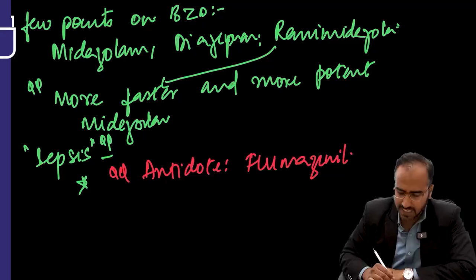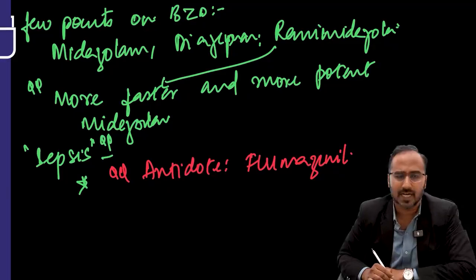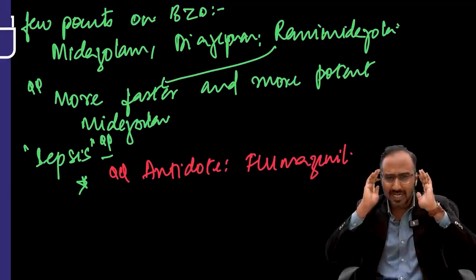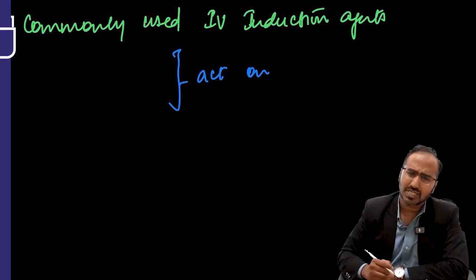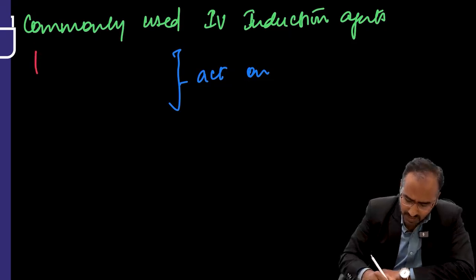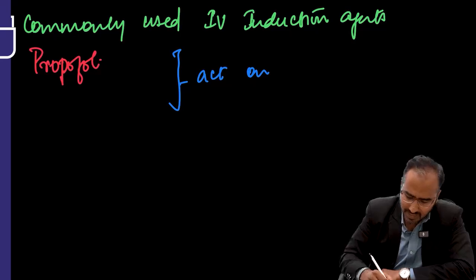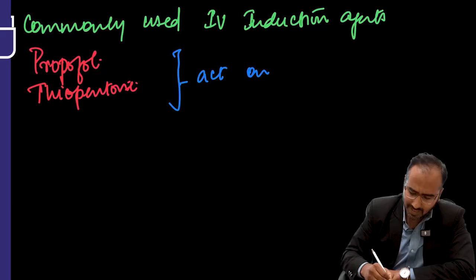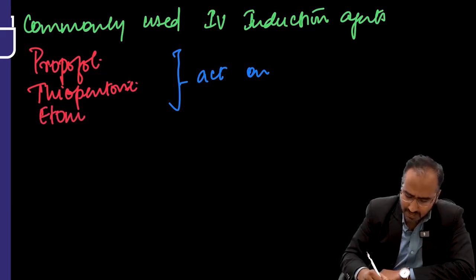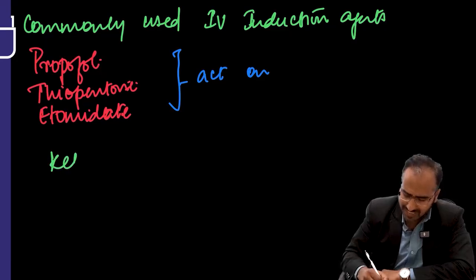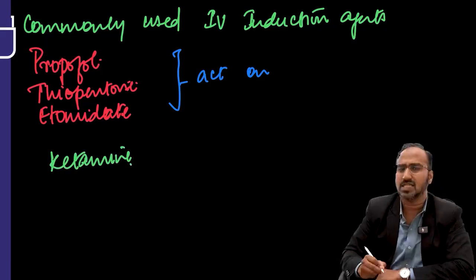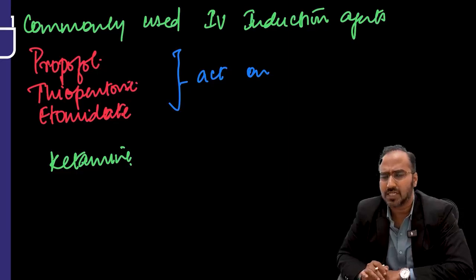So anyways, guys, we are still dealing with the IV induction agents. Now, concentrate on the commonly used IV induction agents. They are propofol, thiopentone, sodium thiopentone, etomidate, and one more drug called ketamine. These four are the commonly used IV induction agents.